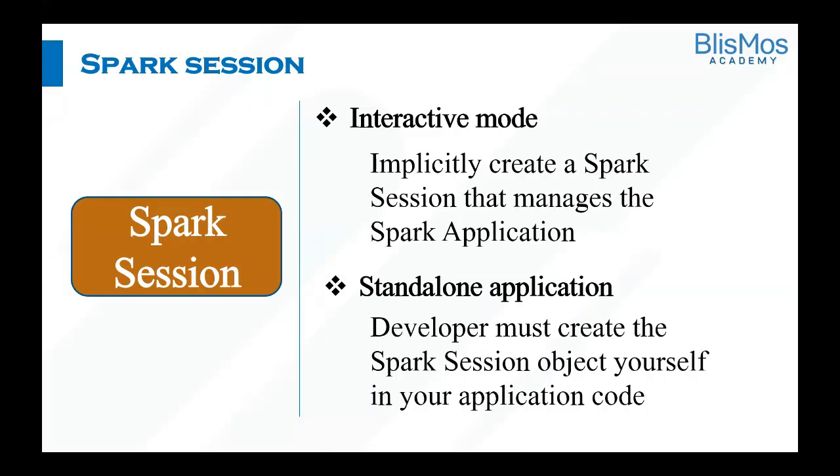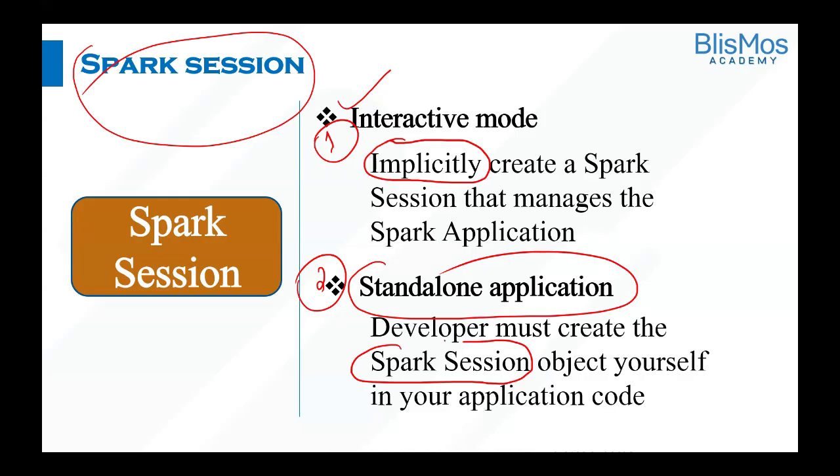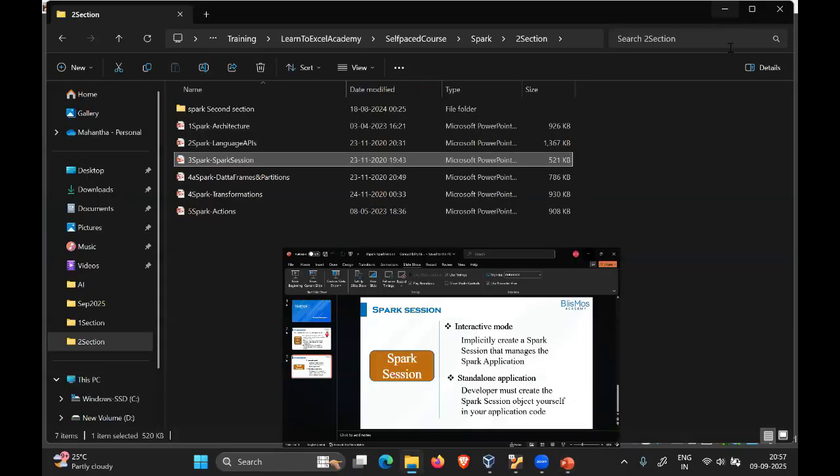Yesterday, we understood Spark session is available in two modes. One is interactive mode. The second one is standalone application mode. When I say interactive mode, Spark session is implicitly available. No need to create the Spark session explicitly. On the other hand, in a standalone application mode, you have to explicitly create the Spark session. Then only you will be able to work in Spark. How it works practically? Let us look at that practically in Spark.